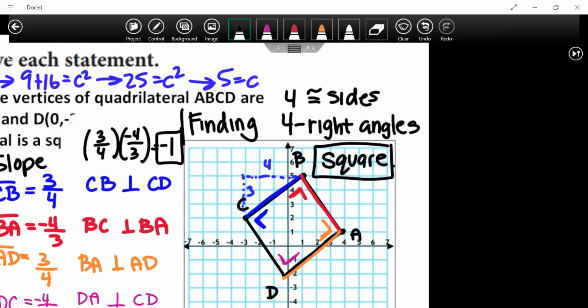Do me a favor, really quick. Do 1, 2, and 3. 4 is optional.